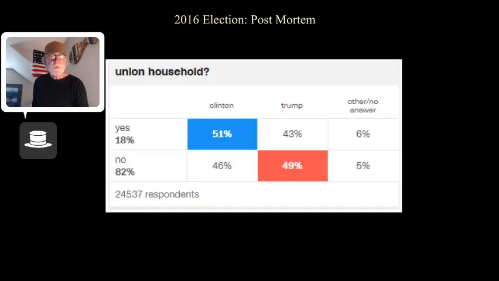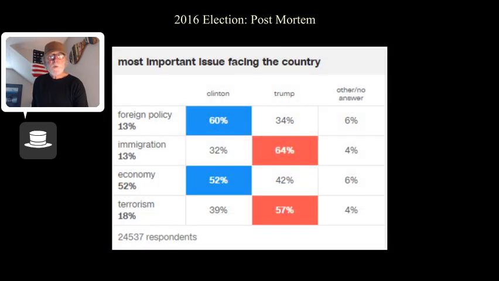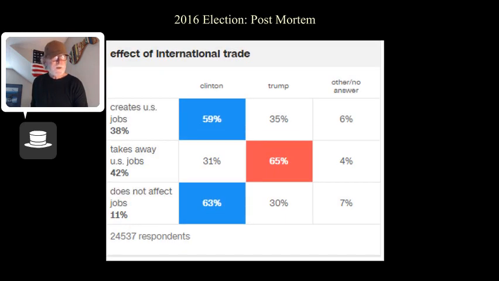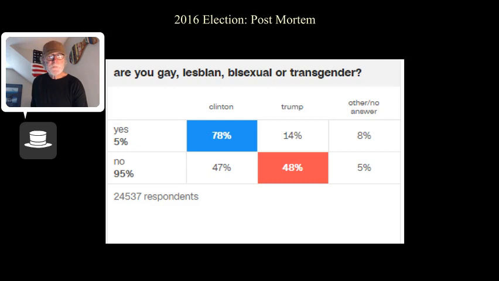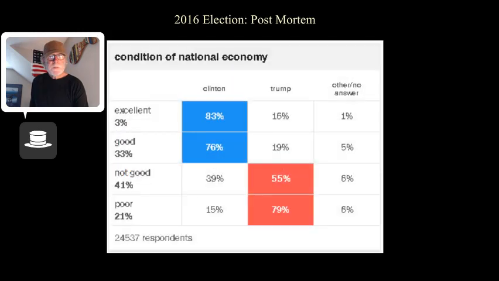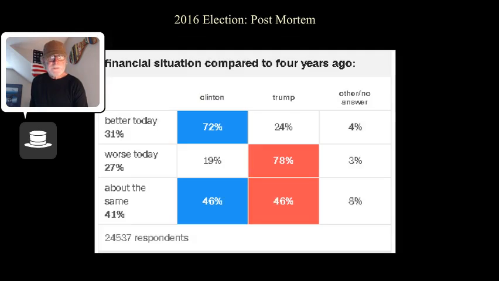Religion, union household, there we go again. What issues are most important? How you feel about international trade? I hope you find some of these interesting. Clinton did well among the LGBTQ community, obviously. All right, I have a lot of these.